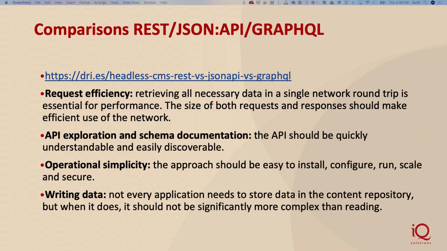This is a really great article by Dries. If you just Google him, he has obviously done a lot of work around this, and it's a very good resource if you're going to get into the decoupling space and try it out. He compares these three: REST, JSON API, and GraphQL, in terms of request efficiency, API exploration, and schema documentation. He also covers how operationally simple each is to install and configure, and when you're writing data, there's a good need for that as well. When you're writing data, you're presenting an API where people can feed into your database.